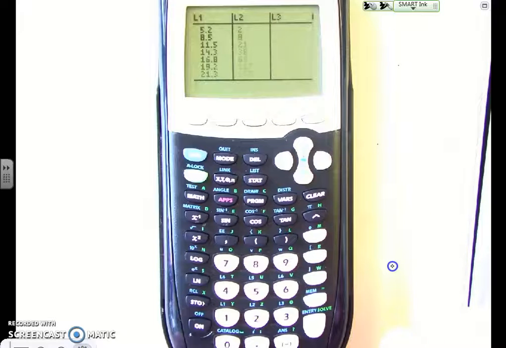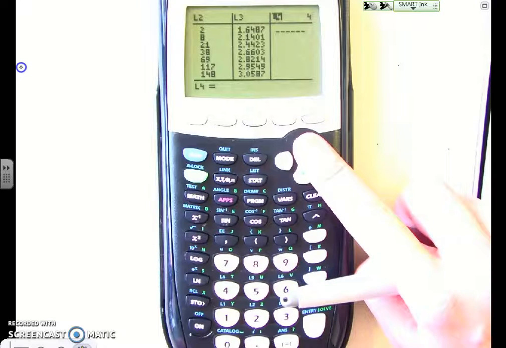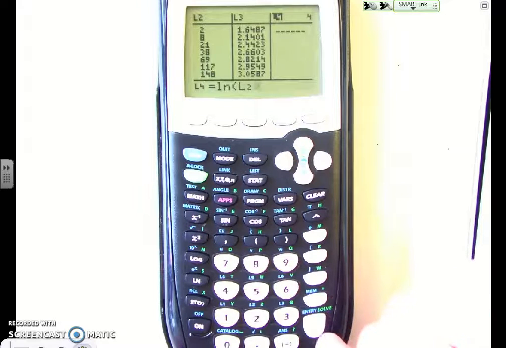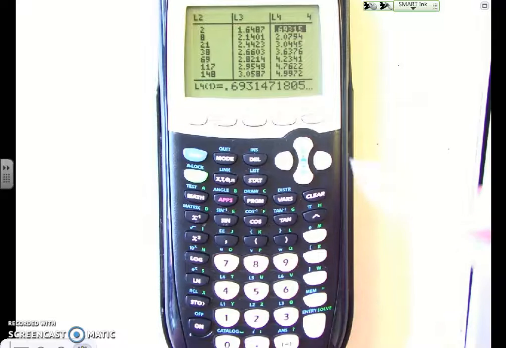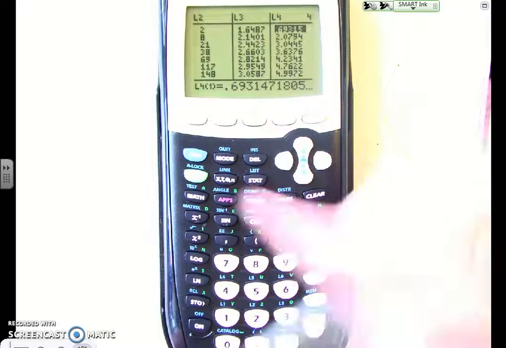So these are going to be our new explanatory variables. Then I'm going to scroll over to list 4, and I'm going to take the natural log of list 2. These are going to be the new response variables, but both of these have a natural log attached to it. So let's take a look at the scatter plot of that.